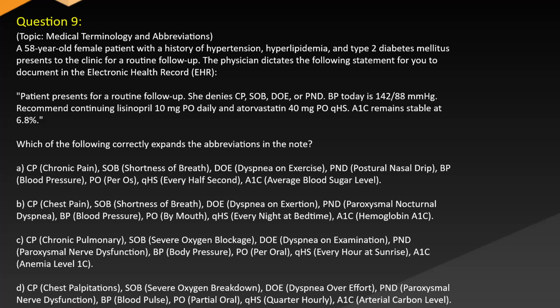A. CP, chronic pain; SOB, shortness of breath; DOE, dyspnea on exercise; PND, postural nasal drip; BP, blood pressure; PO, pop; QHS, kit chest every half second; A1C, average blood sugar level.